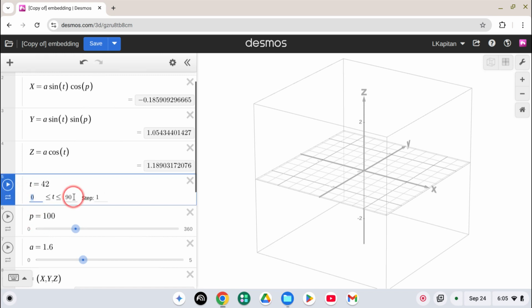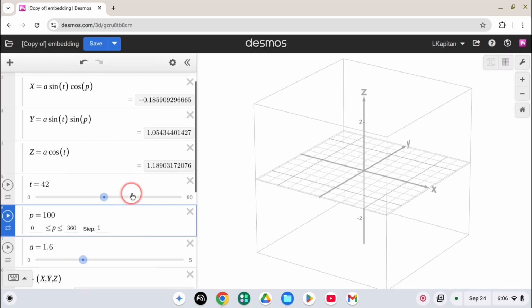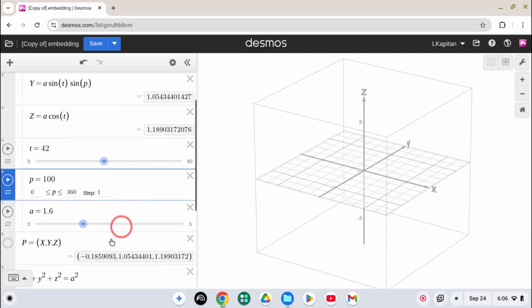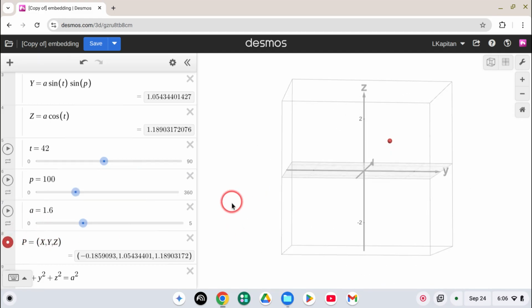And you can change what you want. I went from 0 to 90 on the theta. I went from 0 to 360 on the phi, and for the radius, I just went 0 to 5. It doesn't matter. Okay, so you pick numbers. So I picked three numbers there. And now you can define a point using those numbers. So the point is capital X, capital Y, capital Z. Boom. Okay, there's my point.